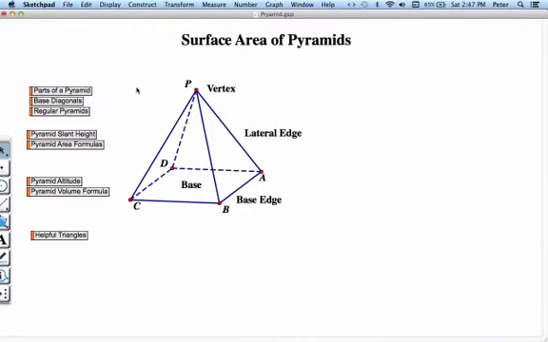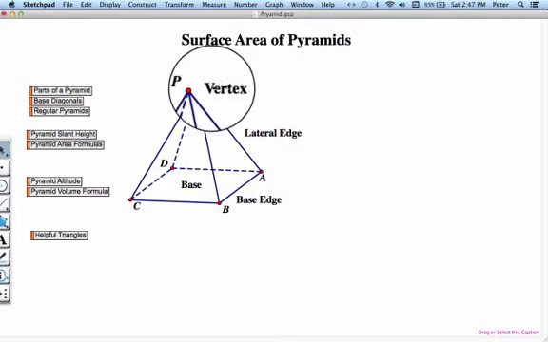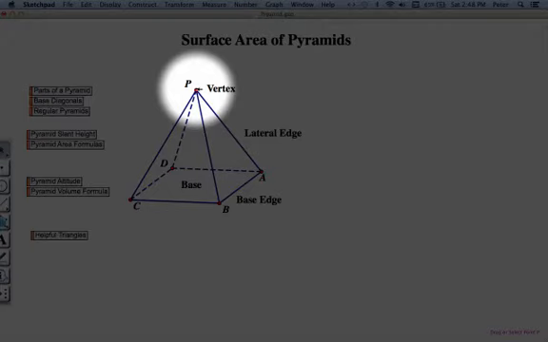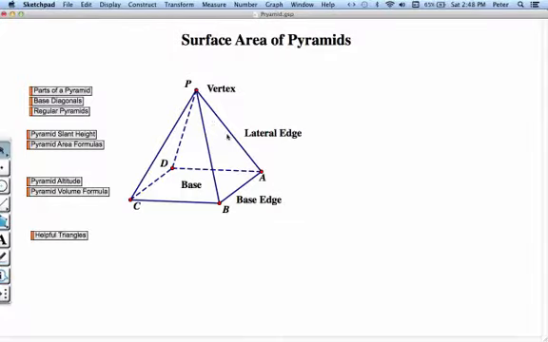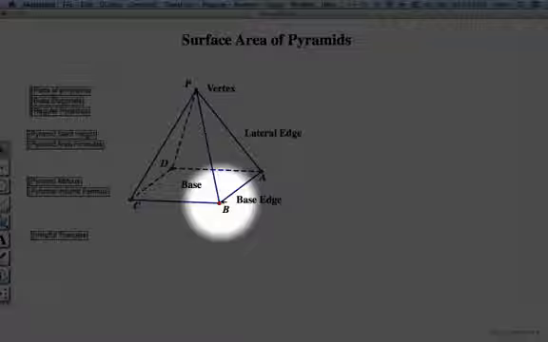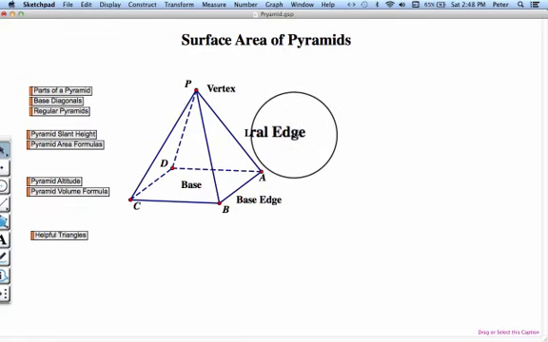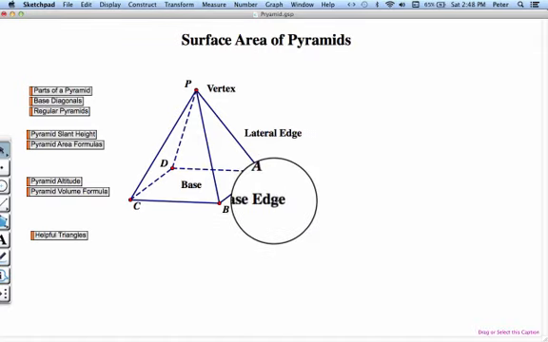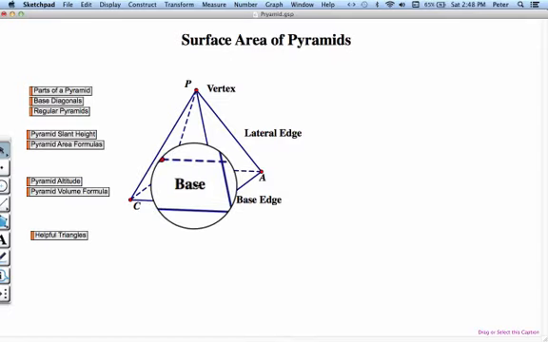Let's look at the parts of a pyramid, and we'll notice that P, where the lateral faces meet, is the vertex. Running from the vertex down to each of the vertices of the base are lateral edges. Lateral edges are where the lateral faces meet. Where a lateral face meets the base, we have a base edge. And at the very bottom of a pyramid is the base.